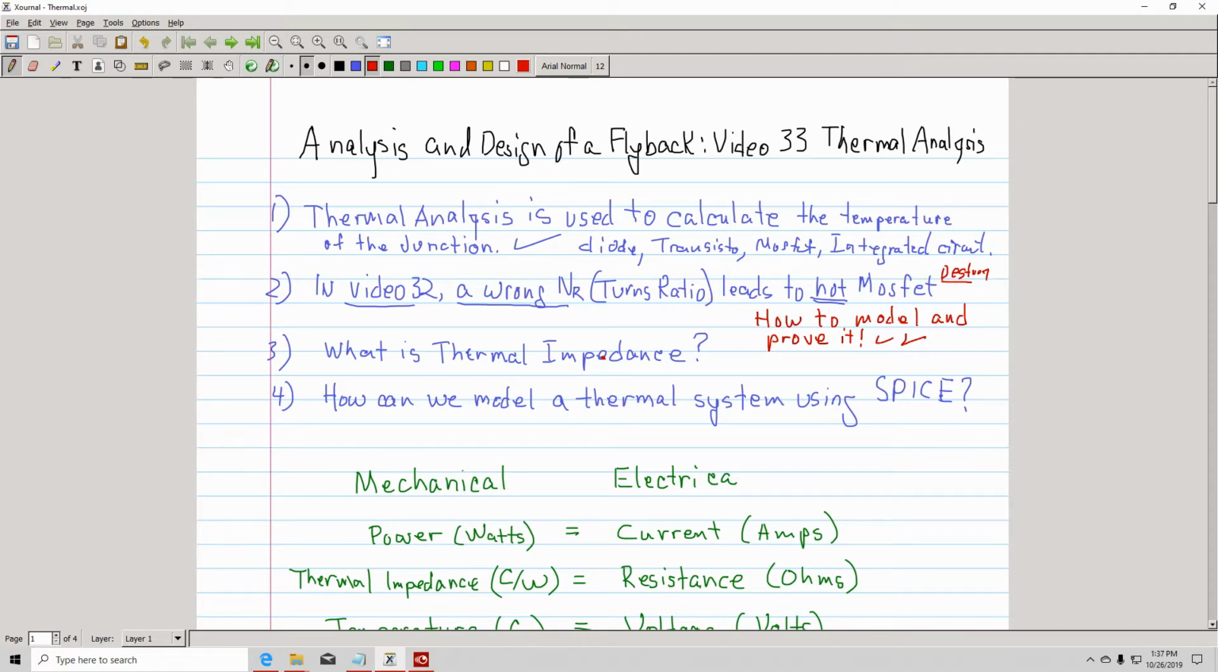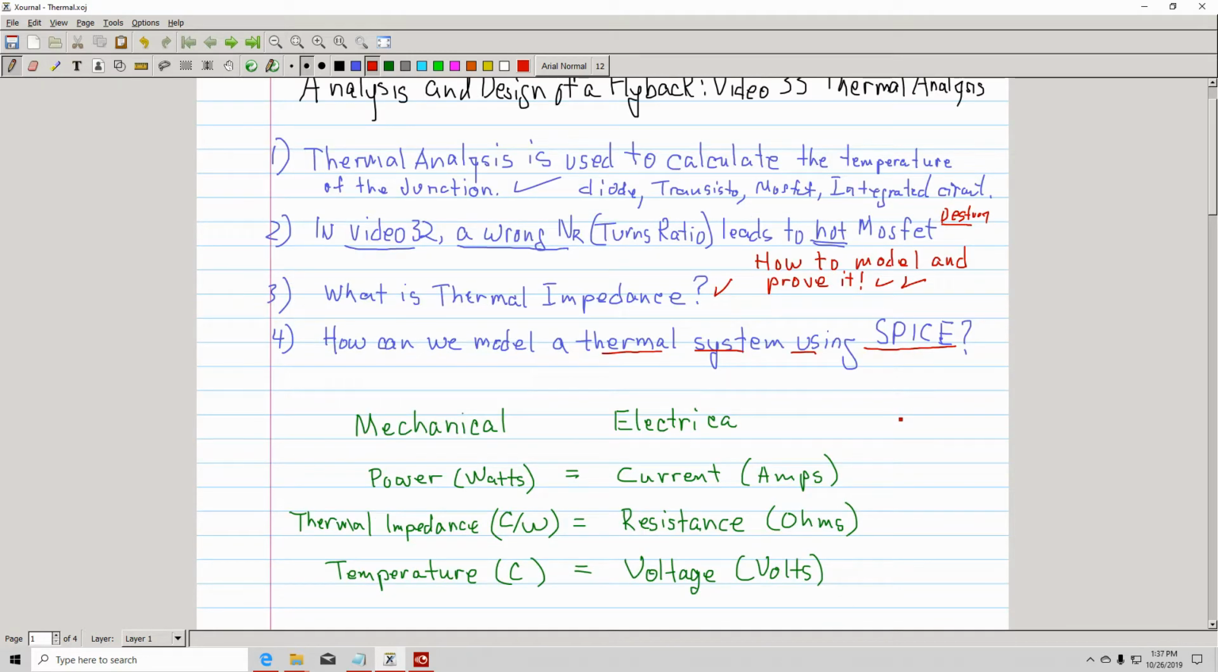Now, one of the terms is thermal impedance. I'm going to define that a little bit later. Then what I want to do is show how we can model a thermal system and then use it in SPICE. So instead of doing the calculations on paper, we can model it and use SPICE to calculate our TJ, which is your junction temperature.